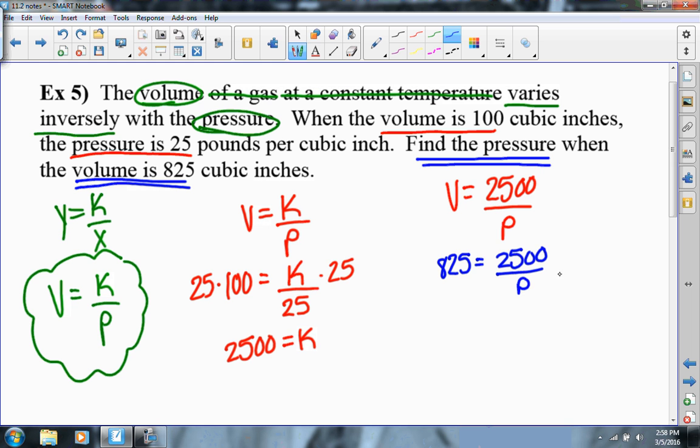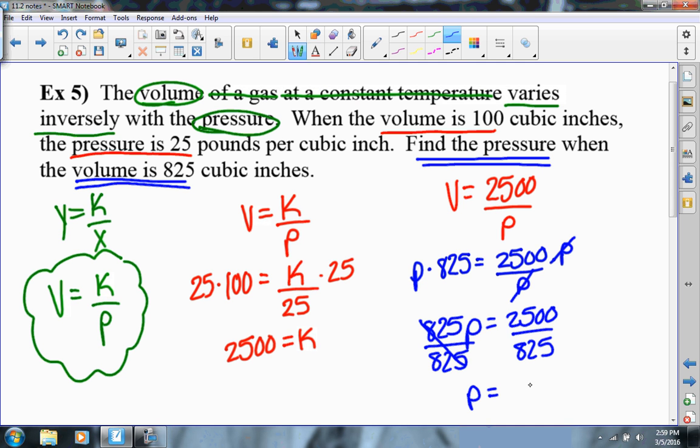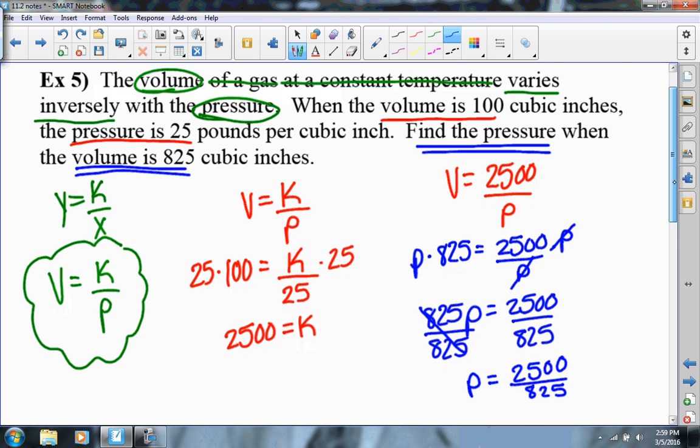Now, the way we solve for P is, since we're dividing by P, I want to get rid of that dividing, so I'm going to multiply both sides by P. Well, that's going to cancel the P's out of this side, but then I still have a P over here. I have 825 times P now. So now to solve all the way for P, I have to divide by 825. Now this is the long way to go through this process, and once I rewrite it here, I'll show you the shortcut. There's no shame in doing the long process if you forget the shortcut.